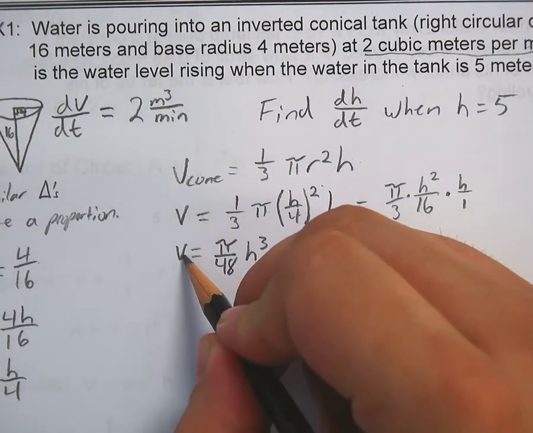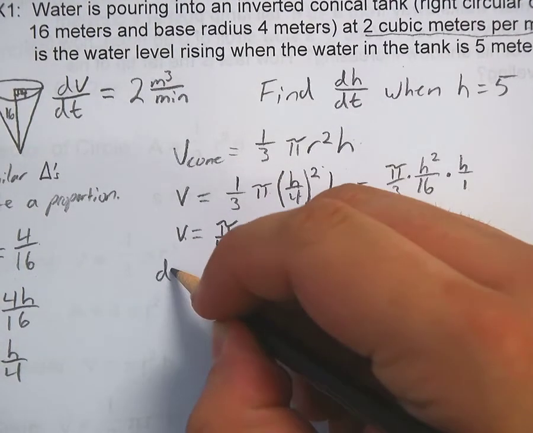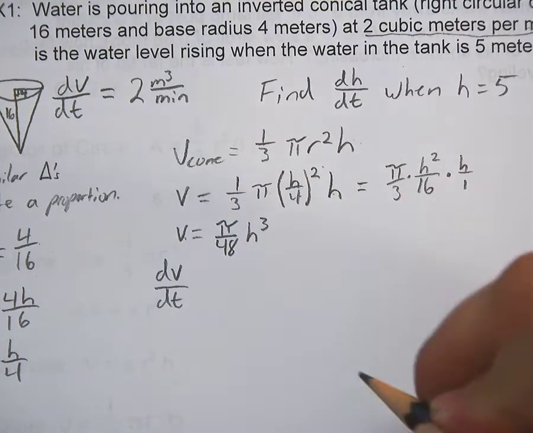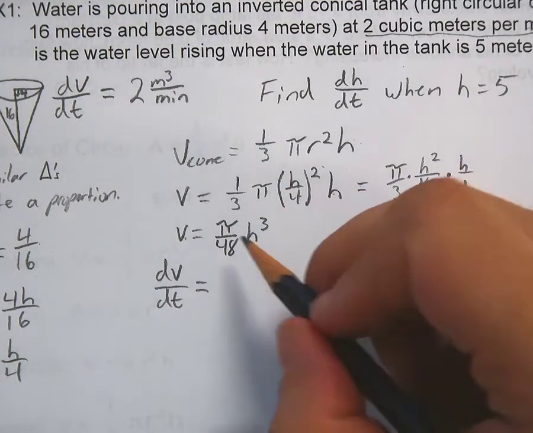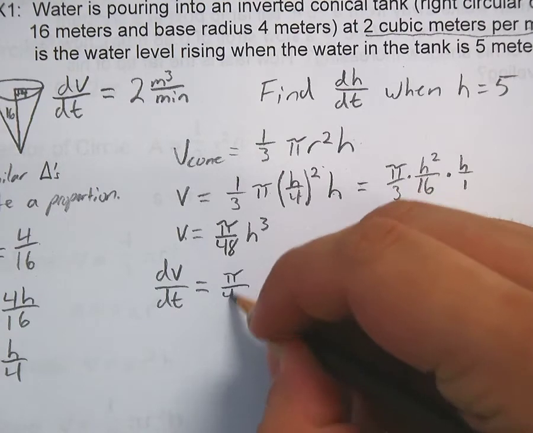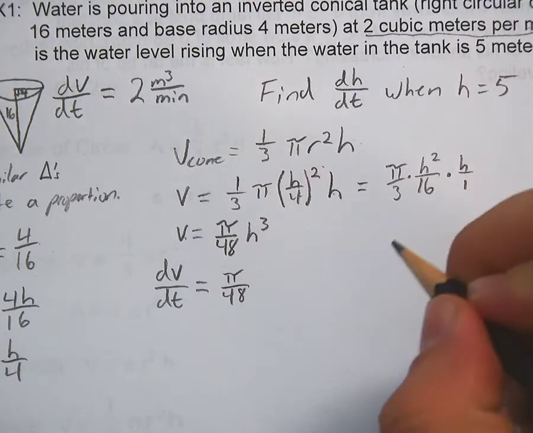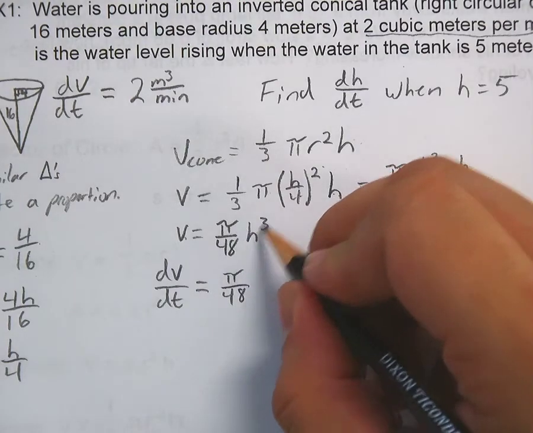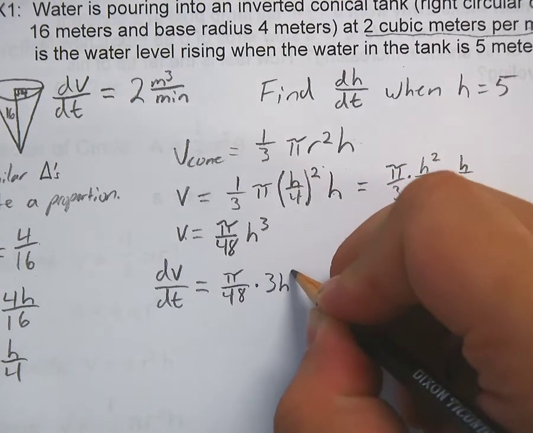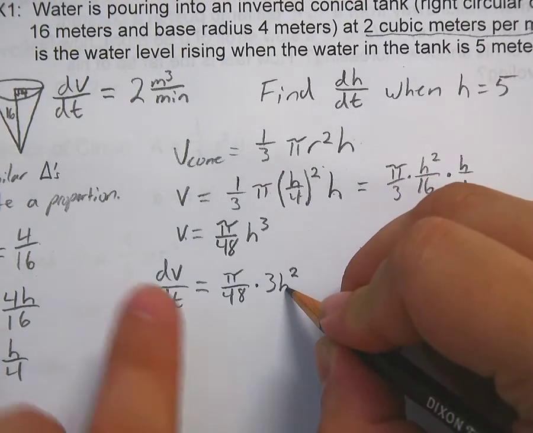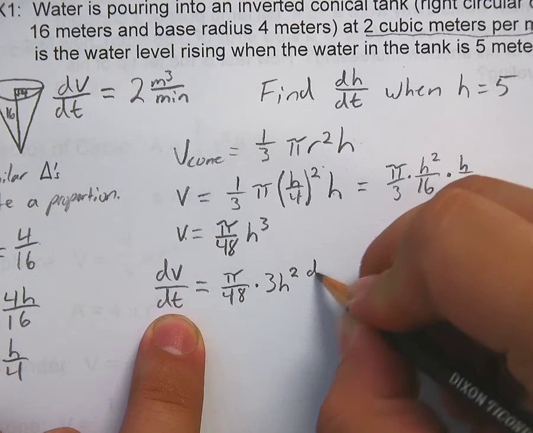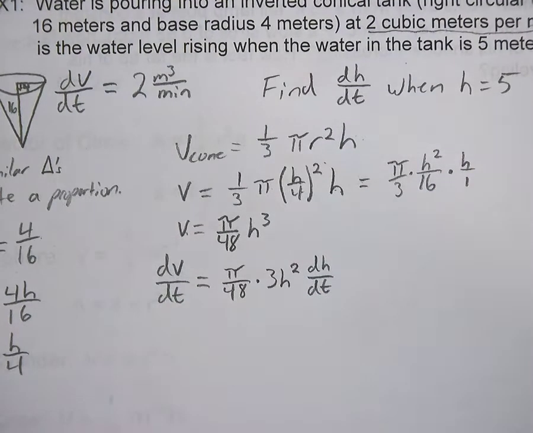The derivative of v with respect to time, dv dt, is equal to, we've got pi over 48 is a constant, or excuse me, is a coefficient, so it's going to stay the same. The derivative of h cubed is 3h squared, but since I'm taking the derivative with respect to time, dh dt. Again, I'm taking the derivative with respect to time. That's what number 4 says. Since none of these have a t, I'm going to have dt's in the bottom.